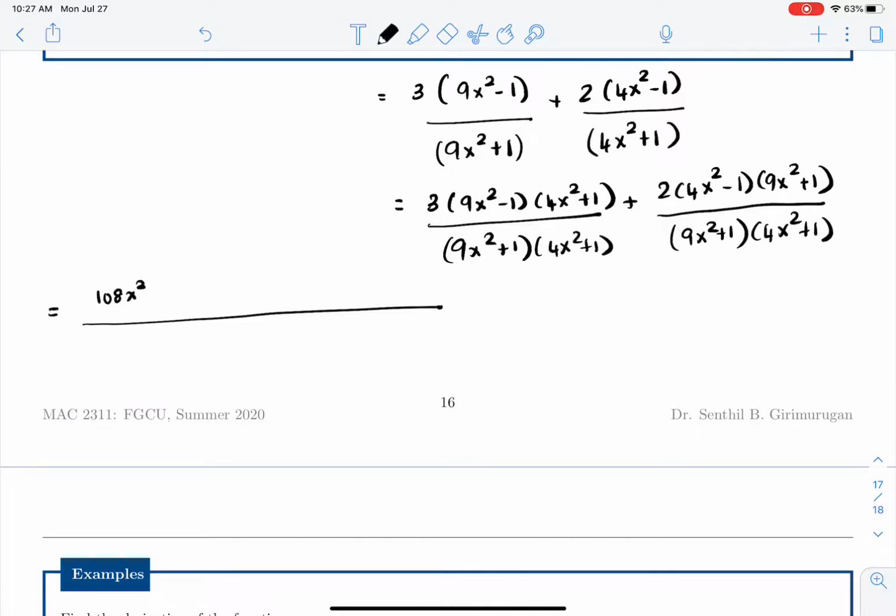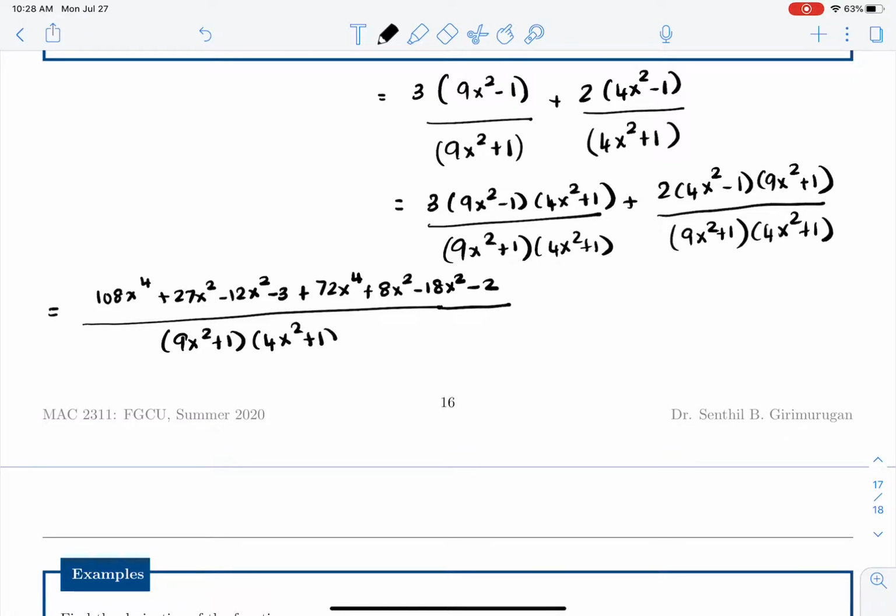108x⁴ plus 27x² minus 12x² minus 3 plus 72x⁴ plus 8x² minus 18x² minus 2, over (9x² + 1)(4x² + 1). I don't know if it's going to simplify much. 180x⁴, 27, 35, and 30. That'll be 5x² minus 5, divided by (9x² + 1)(4x² + 1).